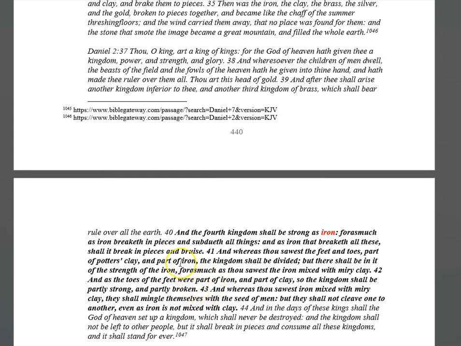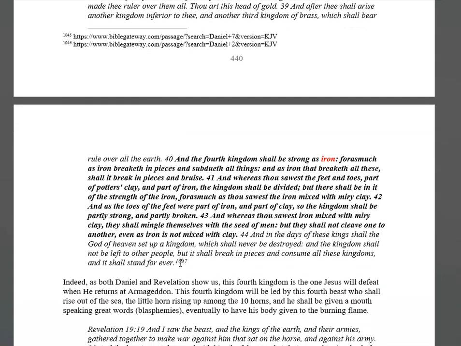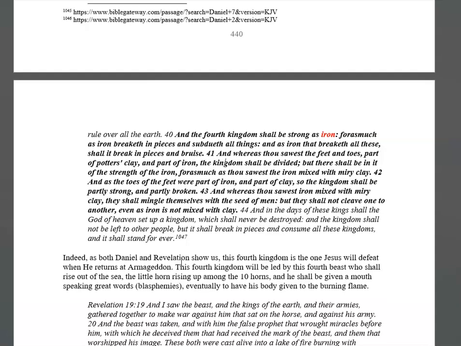As the toes of the feet were part iron and part of clay, so the kingdom shall be partly strong and partly broken. And whereas thou sawest iron mixed with miry clay, they shall mingle themselves with the seed of men, but they shall not cleave one to another, even as iron is not mixed with clay. And in the days of those kings shall the God of heaven set up a kingdom which shall never be destroyed, and the kingdom shall not be left to other people, but it shall break in pieces and consume all these kingdoms, and it shall stand forever.